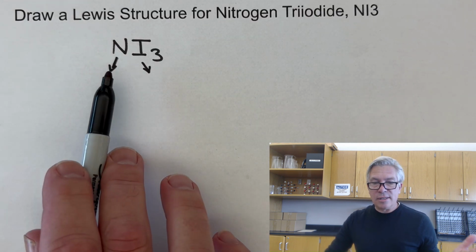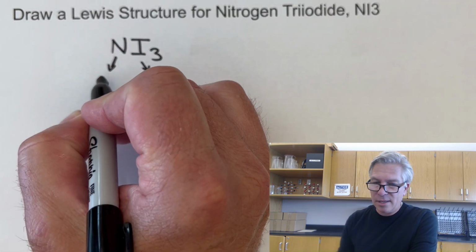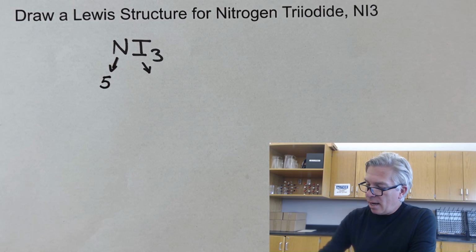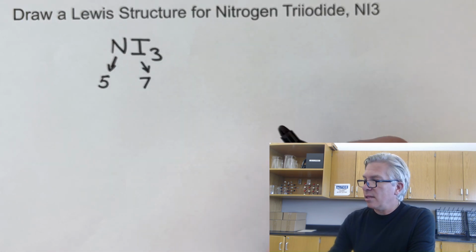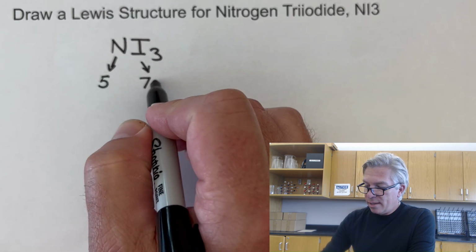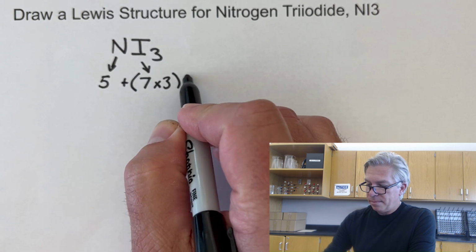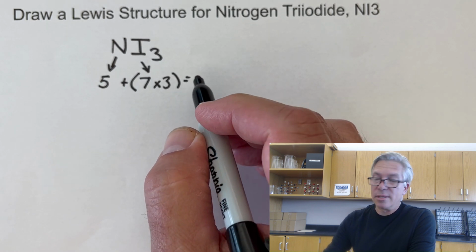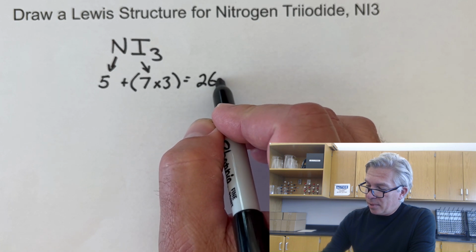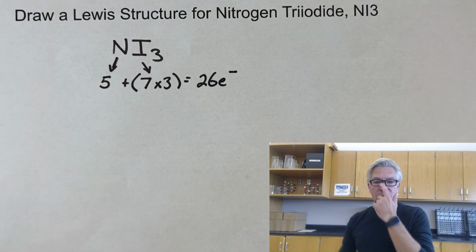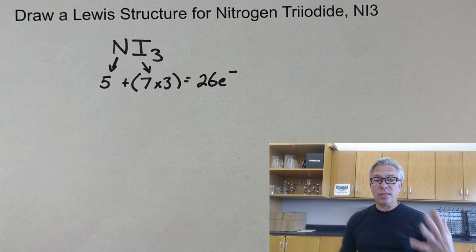So nitrogen is in the fifth tall column over on the periodic table, so it has 5 valence electrons. And iodine is 2 columns over in the seventh column, and so it has 7 valence electrons. Now there are 3 iodines in this molecule, so I have to multiply that by 3. There's not a lot of math, but there is a little bit of math here. 21 plus 5 gives me 26 electrons. Okay, and that's the first step. You just have to know how many electrons you're dealing with.